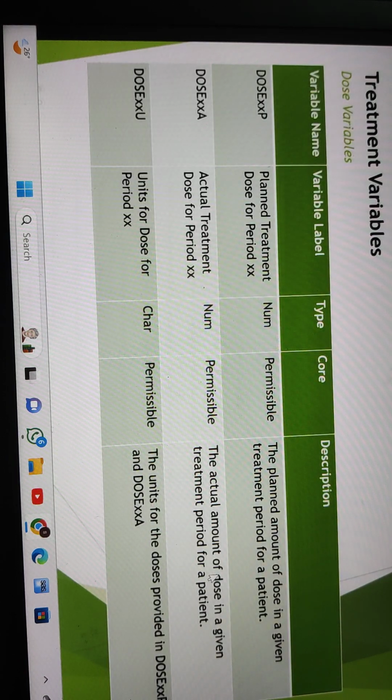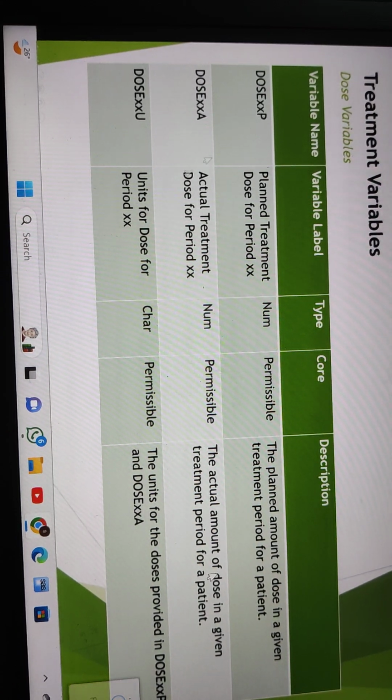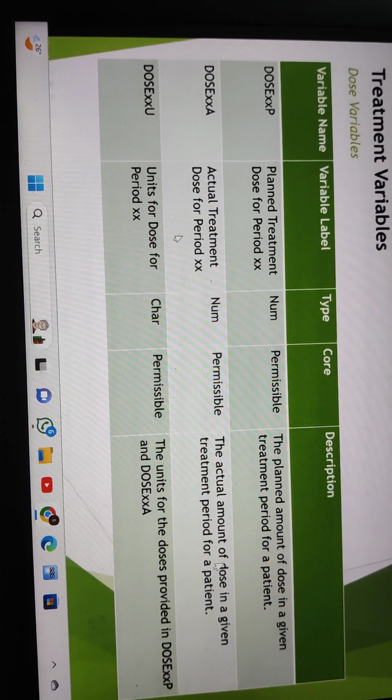So the dose variables. When we are talking about the treatment, not only the treatment groups or treatment names, we should discuss the dose as well. The dose is again how they have planned and how they have taken. Whenever we have multiple treatments or multiple doses, then you have DOSE01P, DOSE01A. What was the planned dose? What was the actual dose?